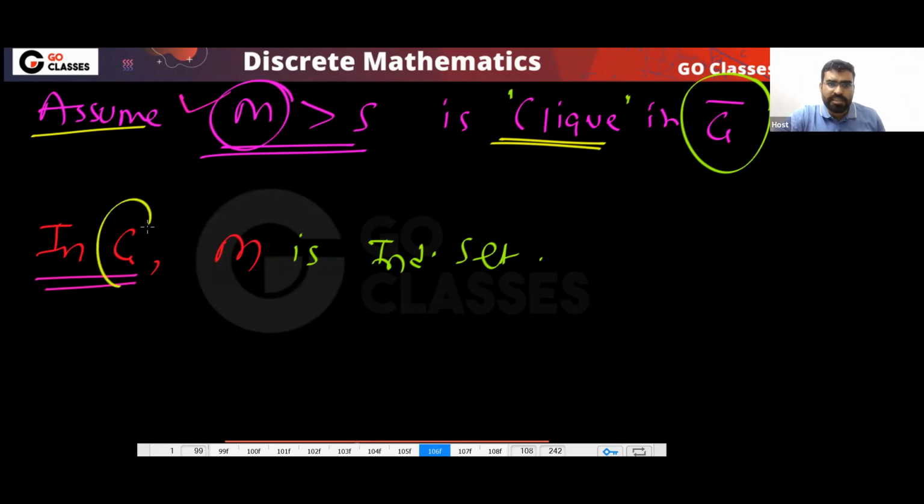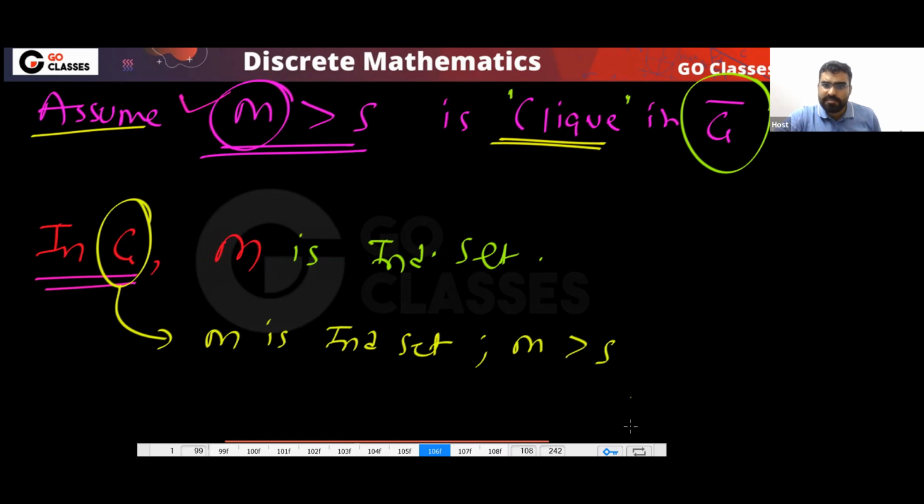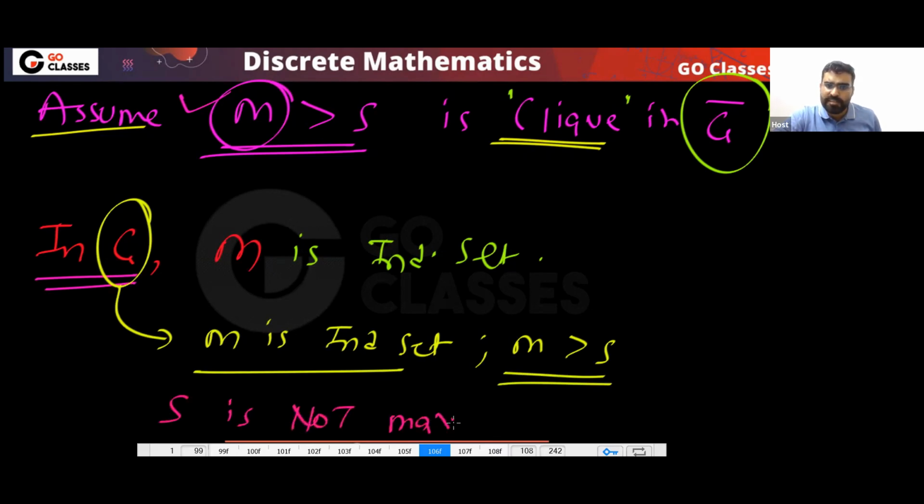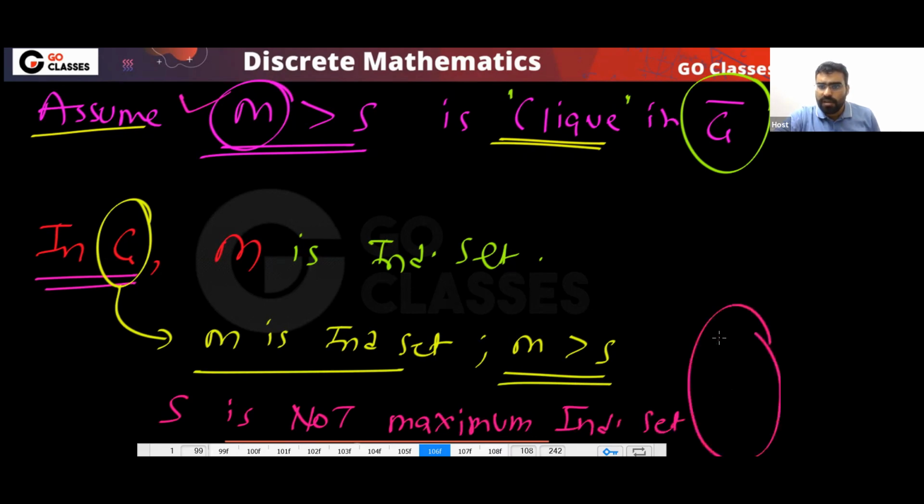So now you can notice there is a contradiction. In G, M is an independent set, and you also know that M is greater than S. It means S is not a maximum independent set. And this is the contradiction.